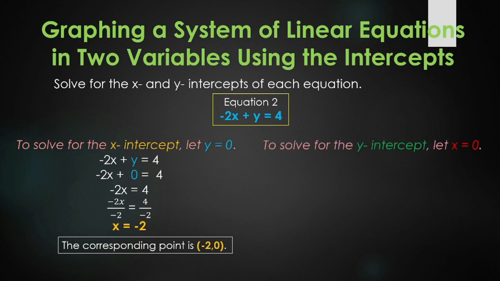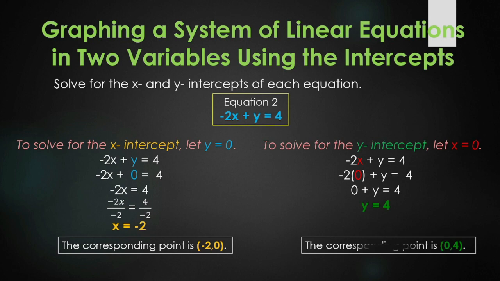Now let us solve for the y-intercept. And we let x be equal to 0. So in the same equation, negative 2x plus y equals 4, we substitute 0 to x. So we have negative 2 times 0 plus y equals 4. Negative 2 times 0 is 0, and 0 plus y is equal to 4. What is 0 plus y? The answer is y. So the value of y here is 4, and that is the y-intercept. The corresponding point for this is 0, 4.